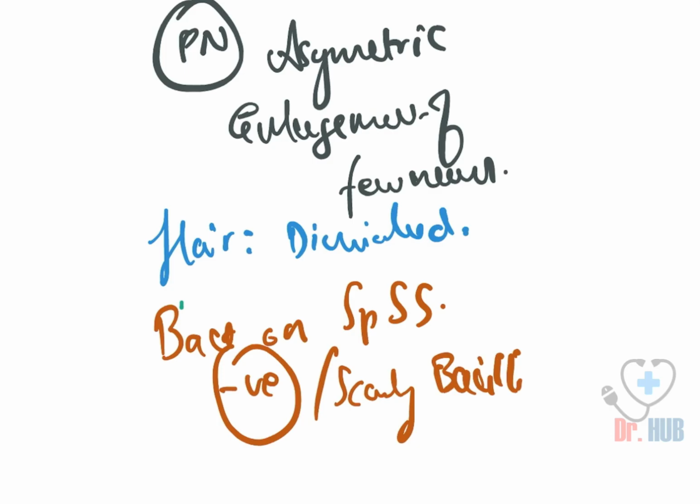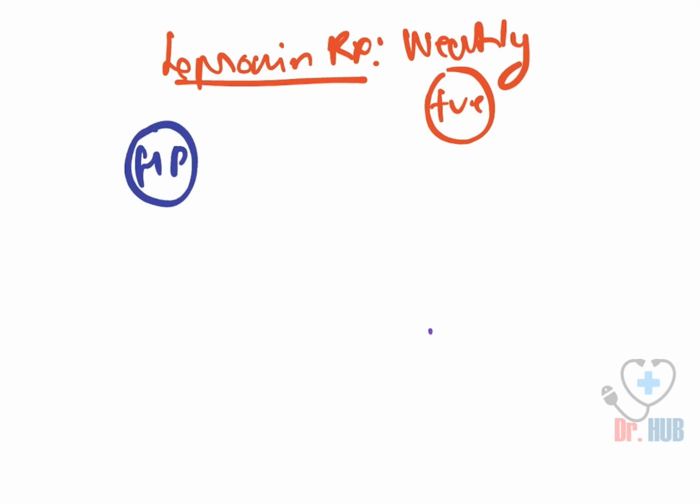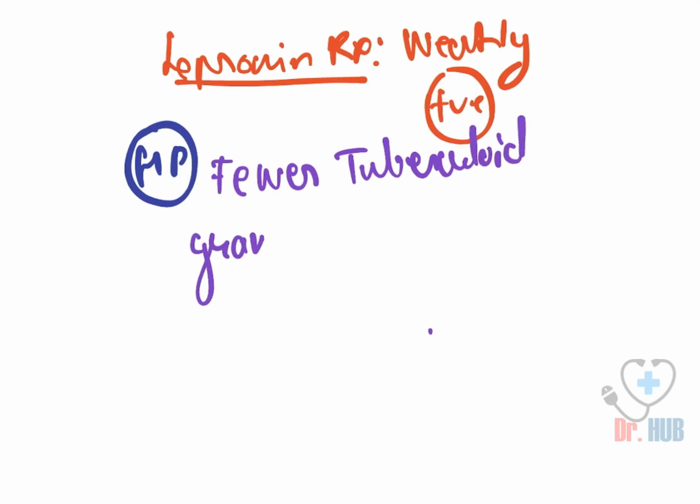Then we look at the lepra reaction. It is a type 1 reaction which is seen. Now lepromin reactivity is weakly positive. Now looking at the histopath, there are fewer tuberculoid granulomas, and there is the Grenz clear zone.